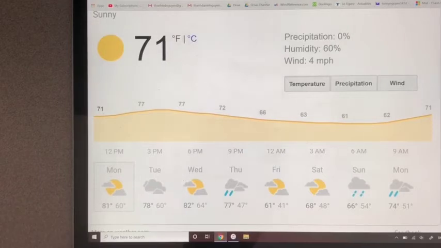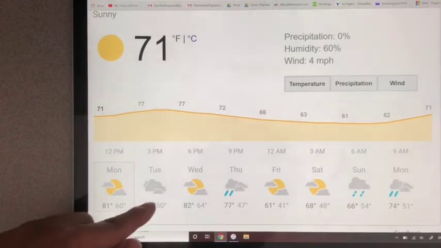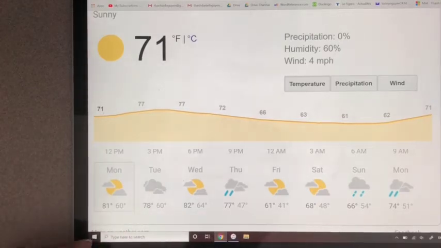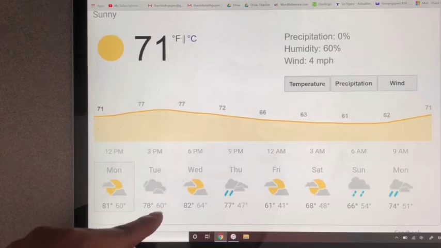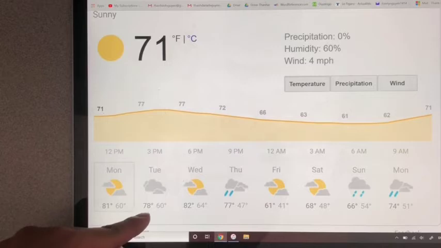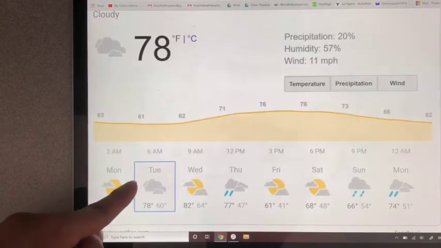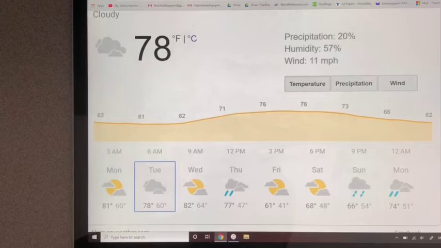What is the weather on Tuesday? The weather on Tuesday is cloudy. What is the temperature on Tuesday? The temperature on Tuesday is from 60 to 78 degrees. This is the weather for Tuesday.